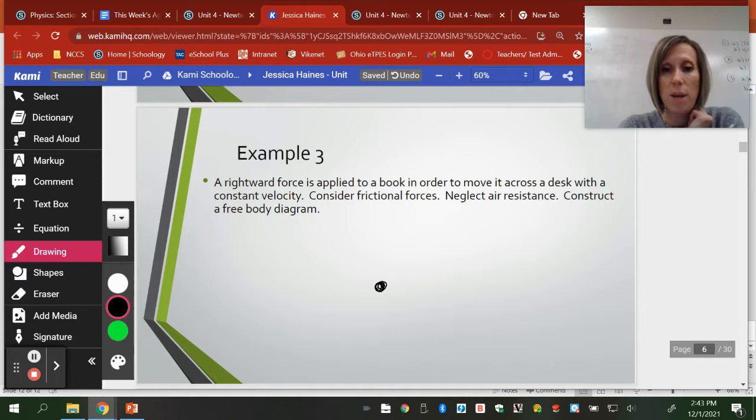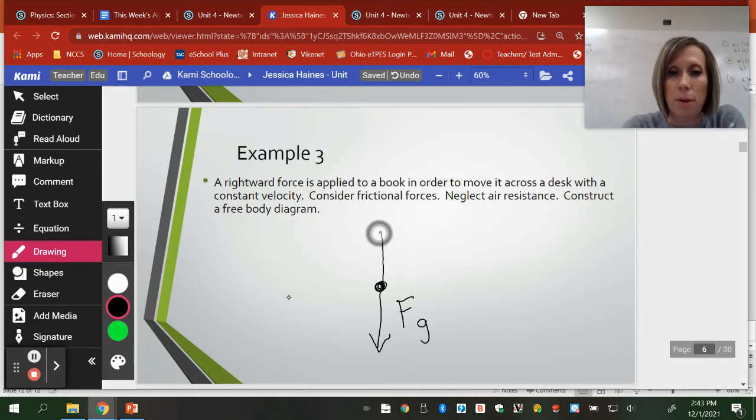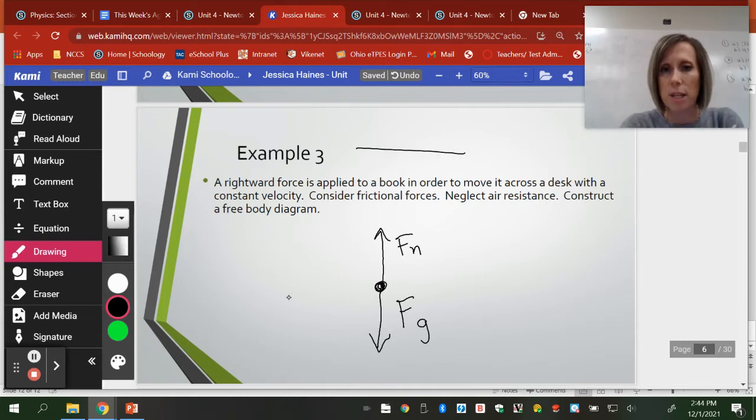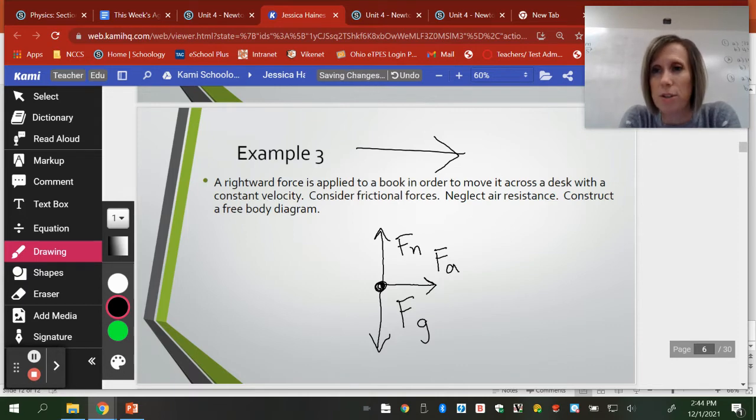So let's just think about the basics in the vertical direction. We have the force of gravity that doesn't disappear, and the table pushing back up on the book, that's the normal force. Those two things should be equal and opposite to each other. Then we're applying a force. Depending on what direction your object is moving in, let's say the object is moving to the right, our applied force would be to the right. Force applied. But then it says consider frictional forces.